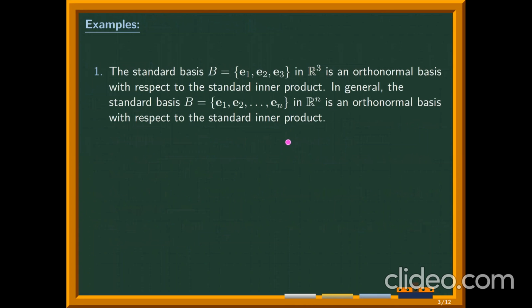So for instance, in R3, the standard basis with elements e1, e2, e3 is an orthonormal basis with respect to the standard inner product. Okay, so e1, e2, e3 are mutually orthogonal with respect to the usual dot product, and these are unit vectors with respect to the length defined by the usual dot product. And in general, for Rn, the standard basis is an orthonormal basis with respect to the standard inner product.